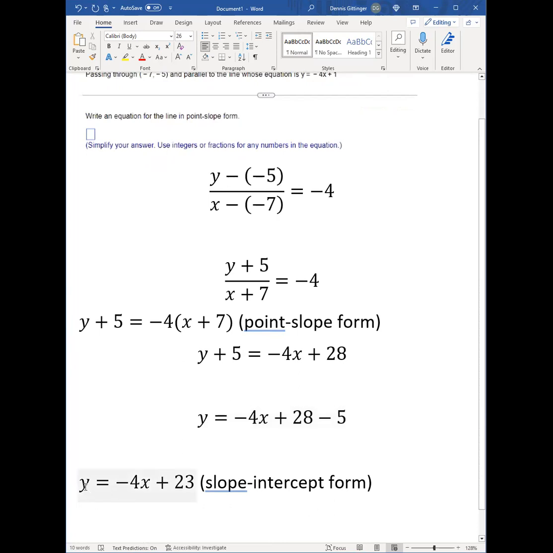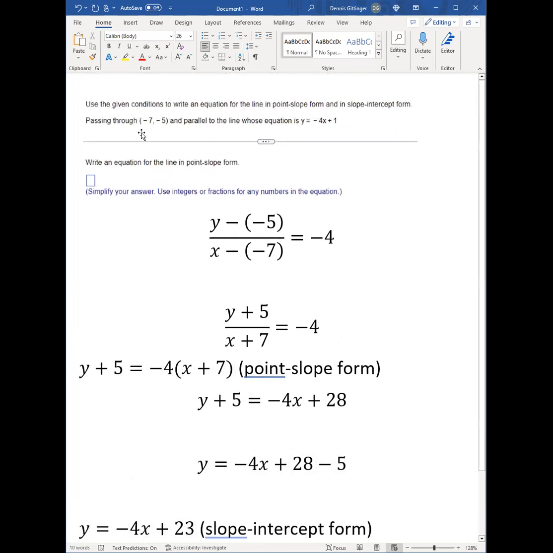All right. So the directions are: write an equation for the line in point slope form and in slope intercept form, passing through that point and parallel to that. So parallel, you get the same slope. If they had said perpendicular, then we would put positive 1/4 instead of negative 4. Okay.